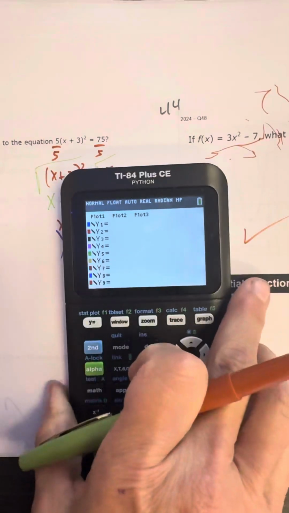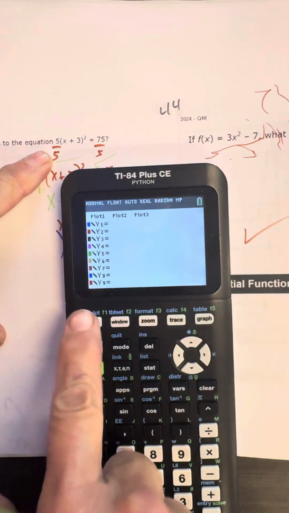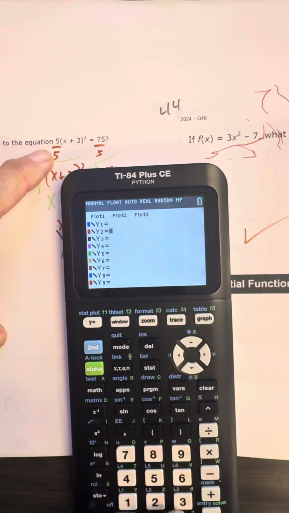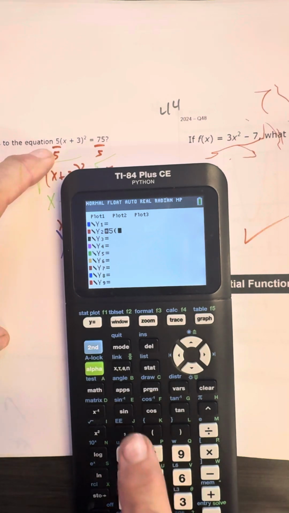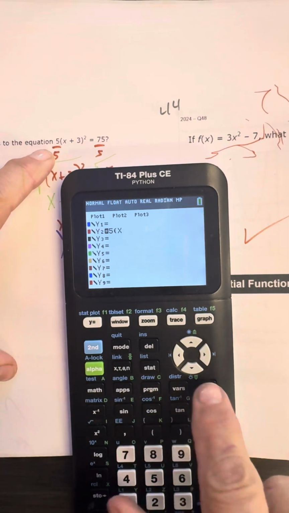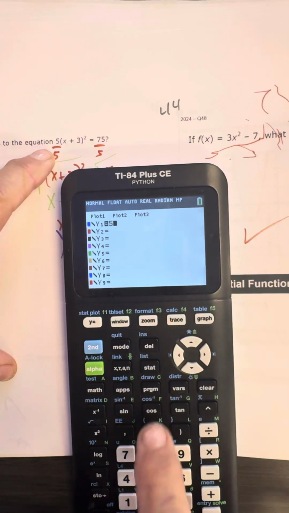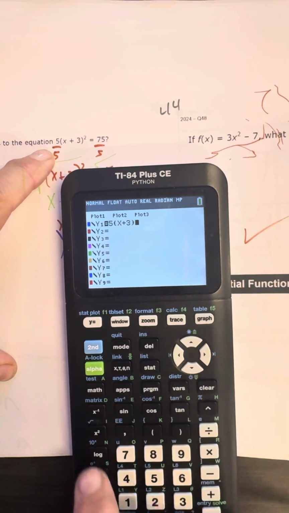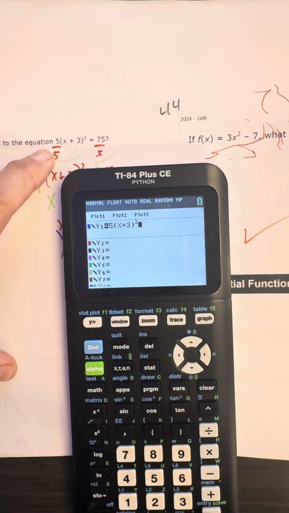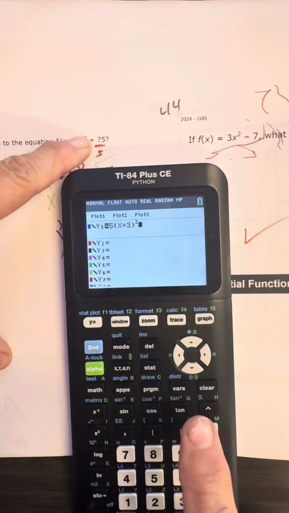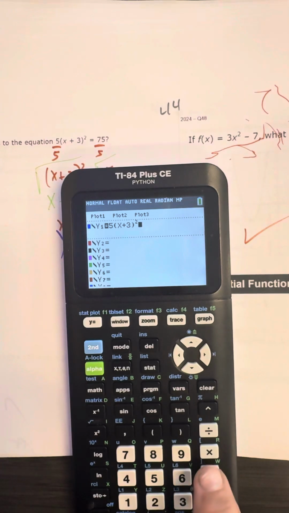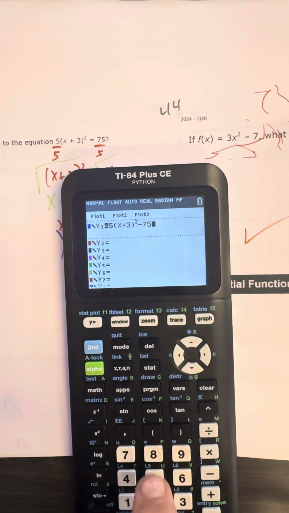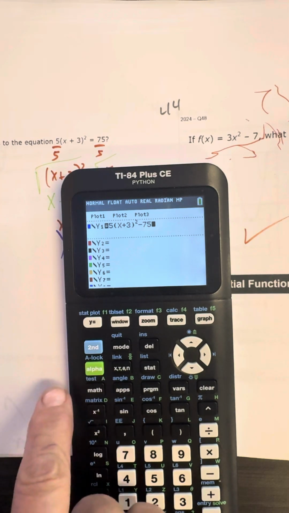So if you want to put this in y equals, you have to move the 75 to the other side. And hold on, let me put this in y1. 5, open parentheses, x plus 3, close it, squared. And then the opposite of positive 75 is negative. So you have to put minus 75. If you put a negative, it's going to multiply. So you don't want to multiply.